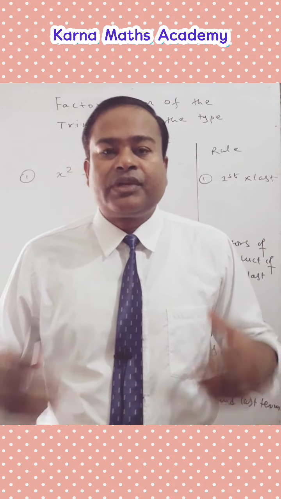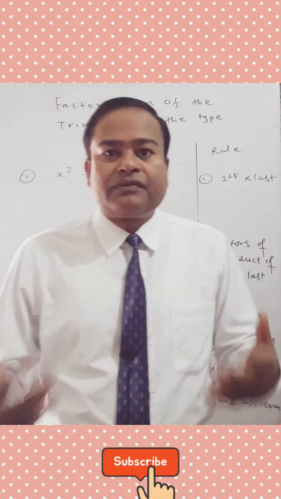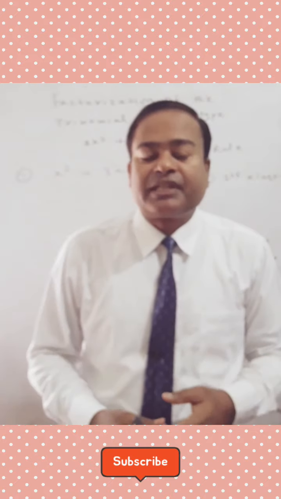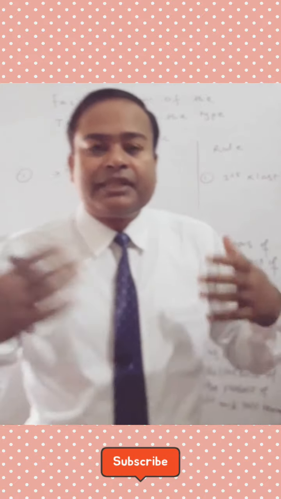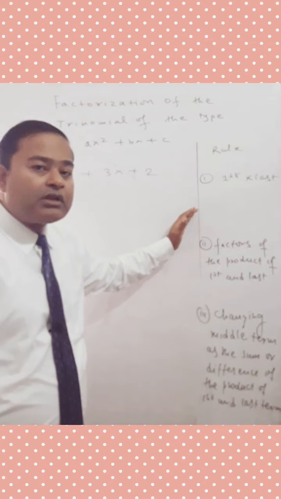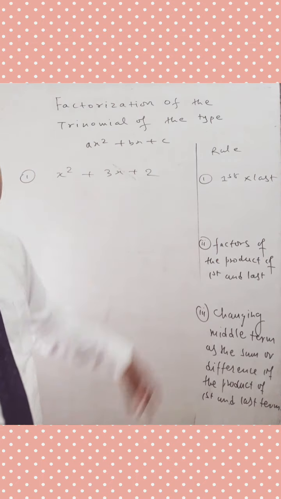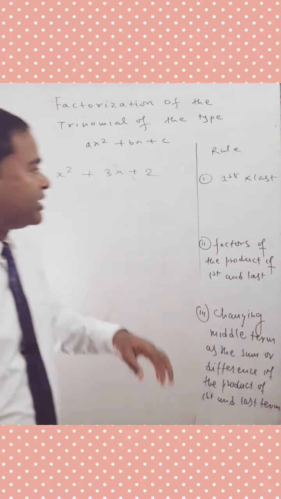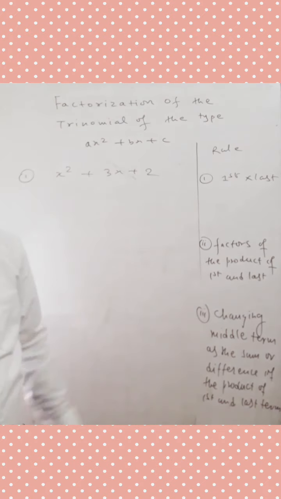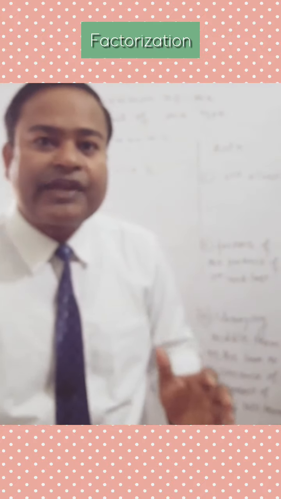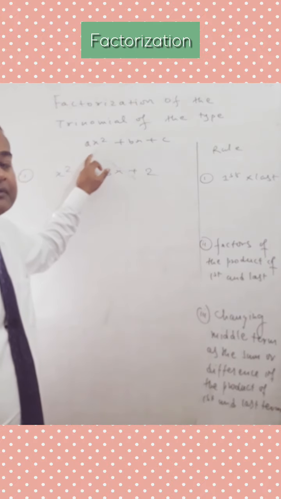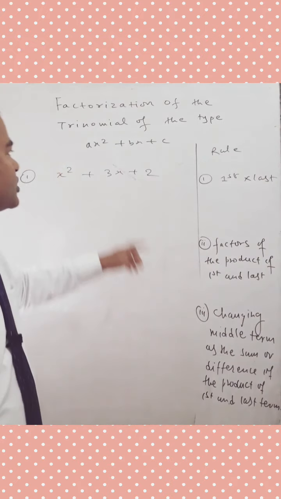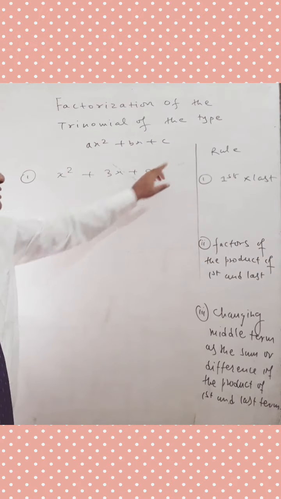Today in this video, we are going to learn factorization of the trinomial of the type ax²+bx+c by using the first into last method. Dear students, let us learn the rule of factorization of the trinomial of the type ax²+bx+c. When a trinomial of the type ax²+bx+c is given, then in order to factorize it, at first we have to multiply the first and last term.